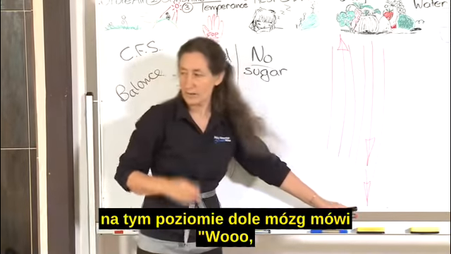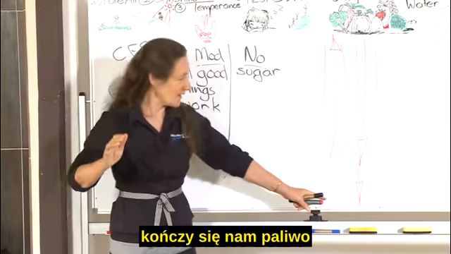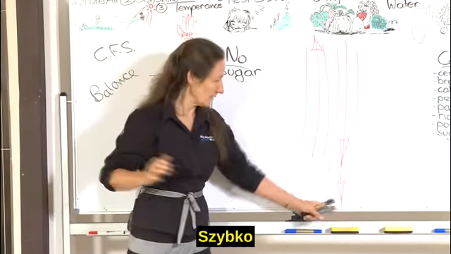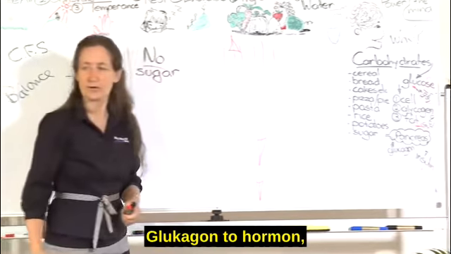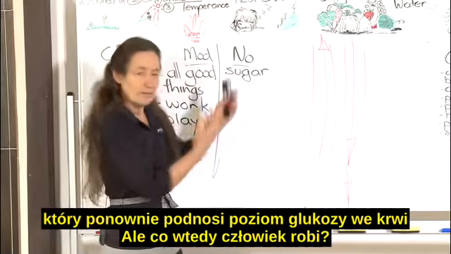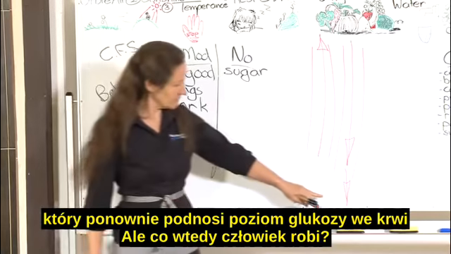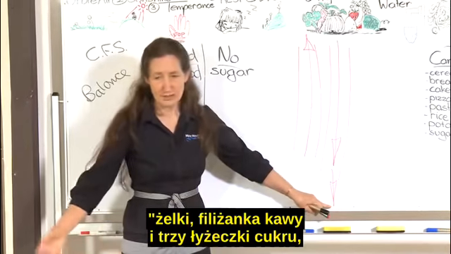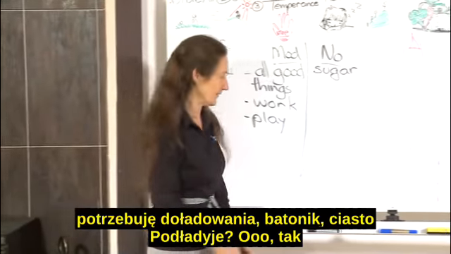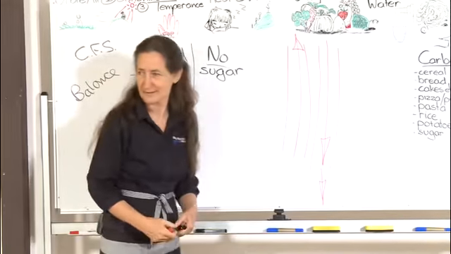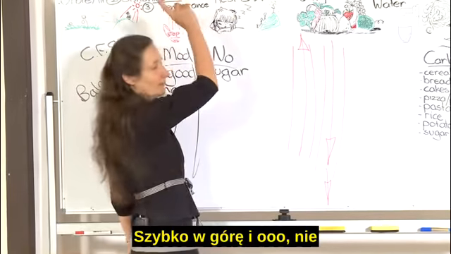Down there, the brain goes, whoa, we're running out of fuel. Quick, stop the insulin and release the glucagon. Glucagon's the hormone that gets the blood glucose levels up again. But what does the person do down there? Jelly beans, cup of coffee with 3 teaspoons of sugar. I need a lift. Mars bar, Coke. Will that give a lift? Oh, yes. Whoosh, up again.